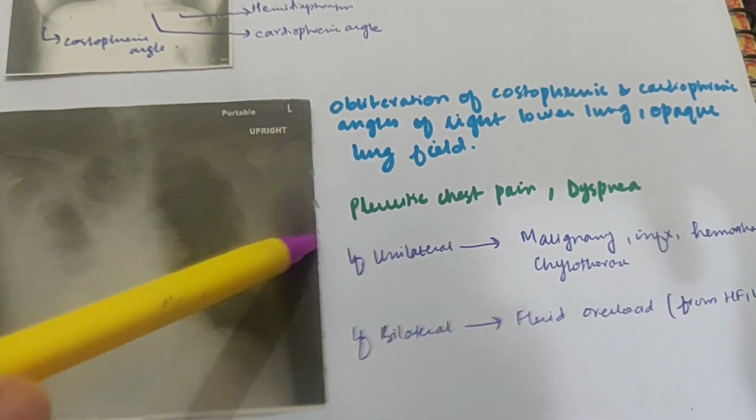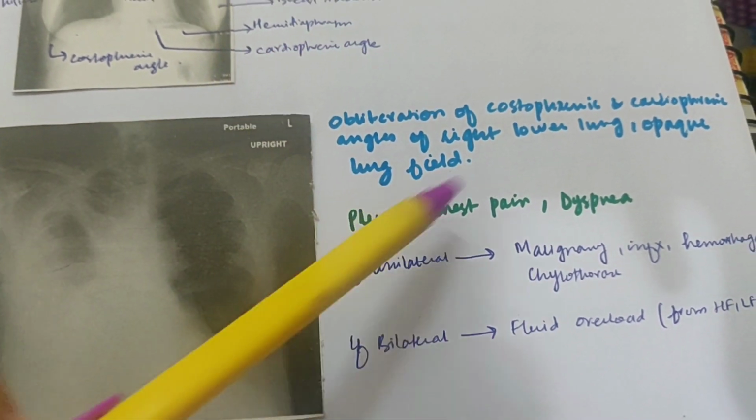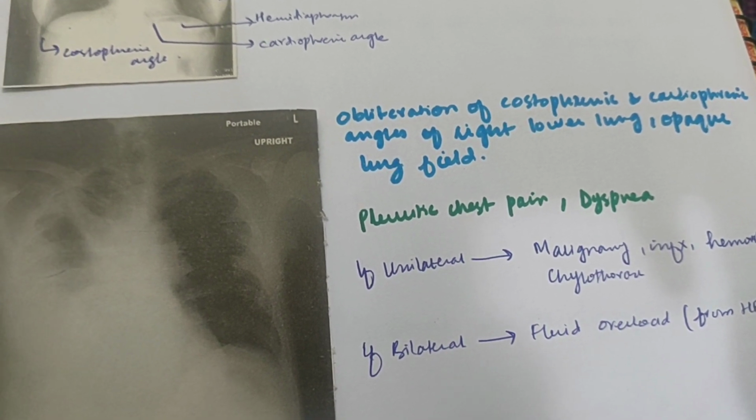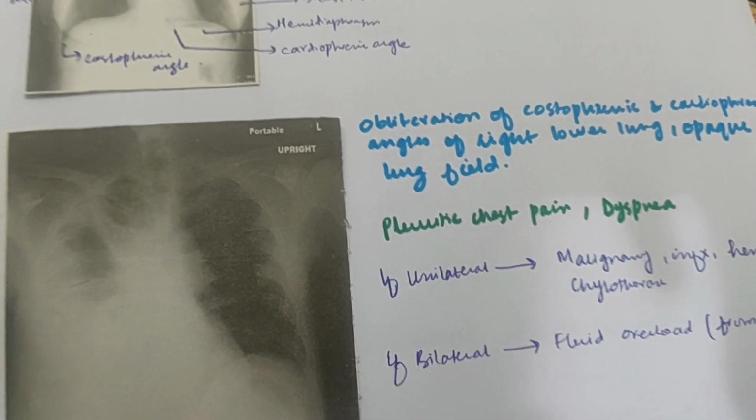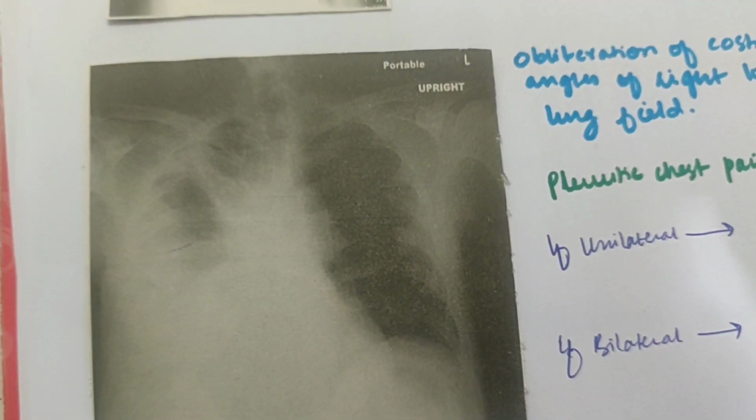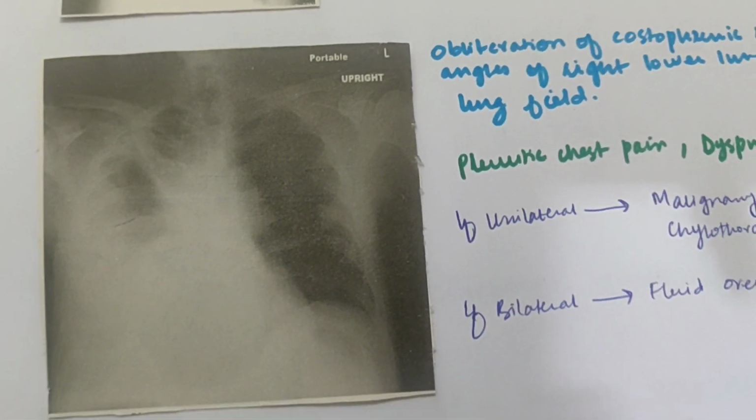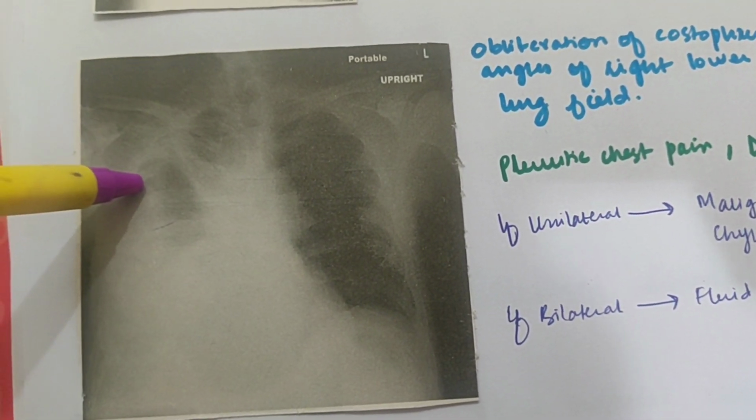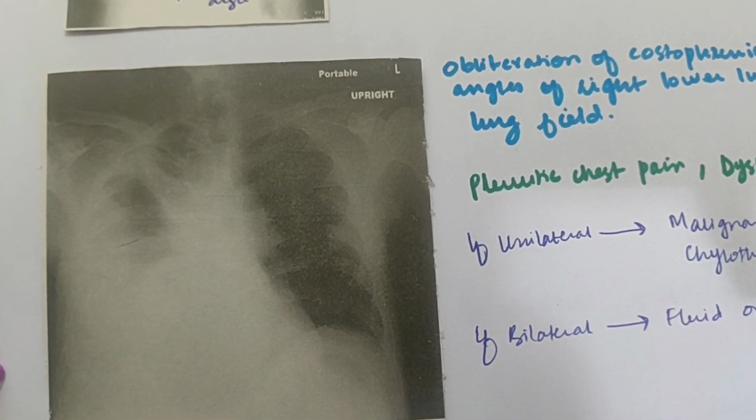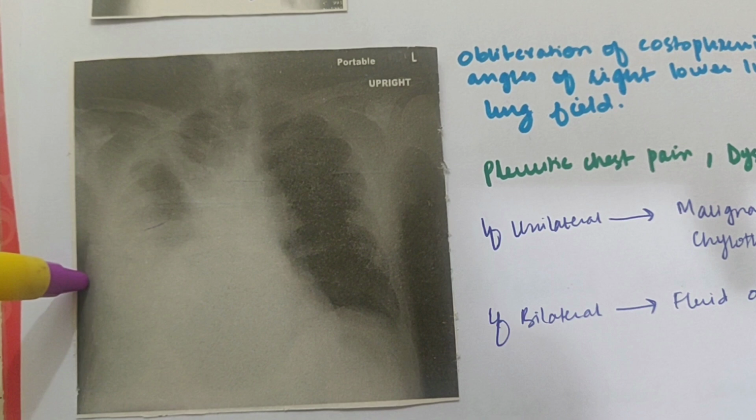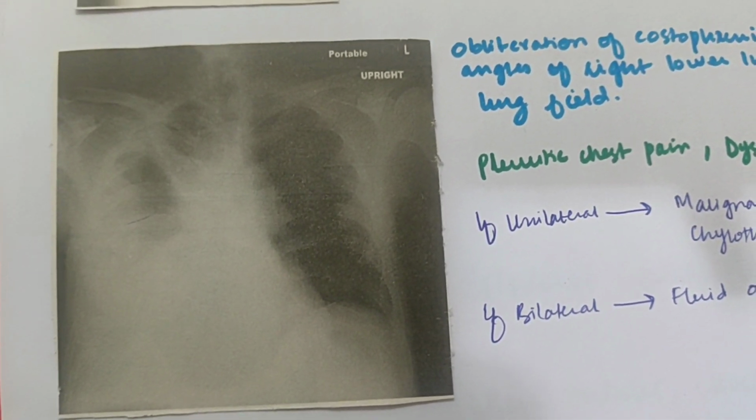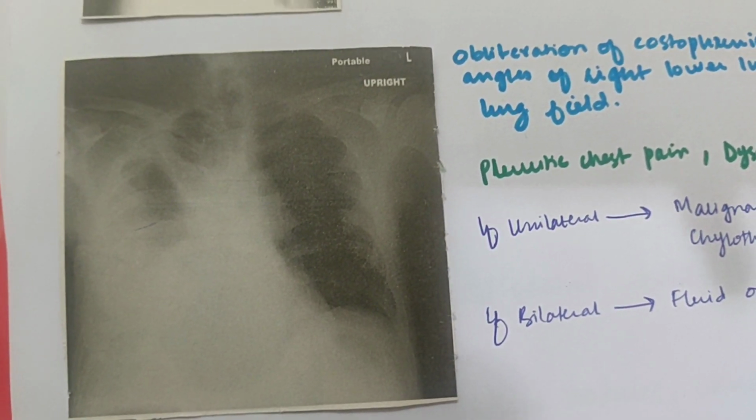Now what is this? In this we can appreciate obliteration of costophrenic and cardiophrenic angles of the right lower lung field. In the question stem you found out that the patient had pleuritic chest pain and dyspnea. This is pleural effusion, and when I was in my general medicine rotation, my attending gave this really nice analogy for pleural effusion. He said that when you put water in a glass, the water works towards gravity and it stays at the bottom, right?